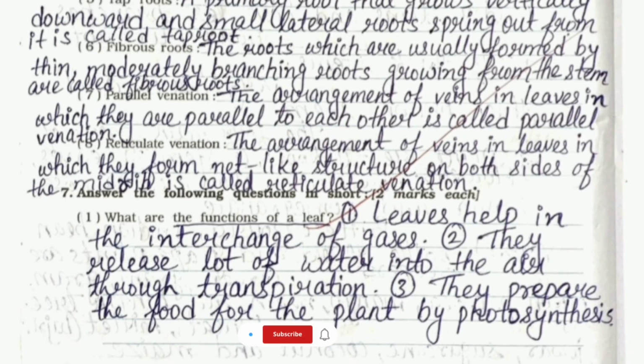Now question number 7, answer the following questions in short. First one, what are the functions of a leaf? The functions of a leaf are: leaves help in the interchange of gases. They release lot of water into the air through transpiration. They prepare the food for the plant by photosynthesis.